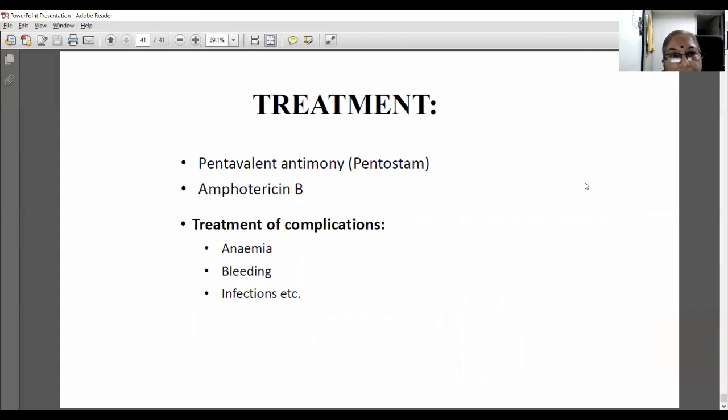Treatment: pentavalent antimony, Pentostam, is given, and amphotericin B is the drug of choice. The treatment of complications should be done with treatment for anemia, treatment for bleeding, and treatment for infections.